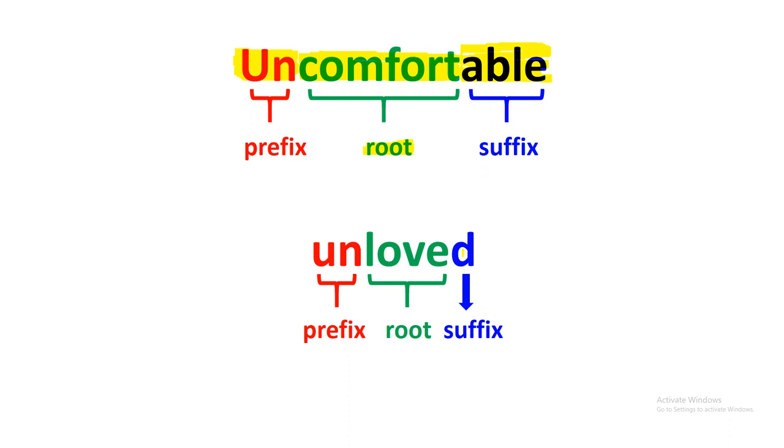The second example that I have here is unloved, where the root is love. Okay, this is a root. It's a word that has a meaning and it doesn't have a prefix or suffix. I'm speaking about only love, okay? What about un? Un is a group of letters. They came before the root, so they are called a prefix. And what about the letter D, which is at the end? Letter D came after the root. That's why it's called a suffix. So I have the prefix un, the root love, and the suffix D.